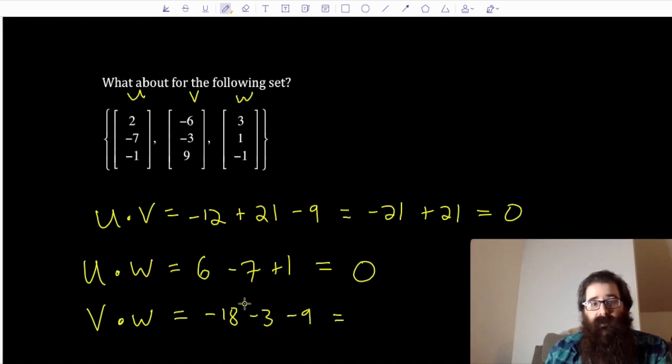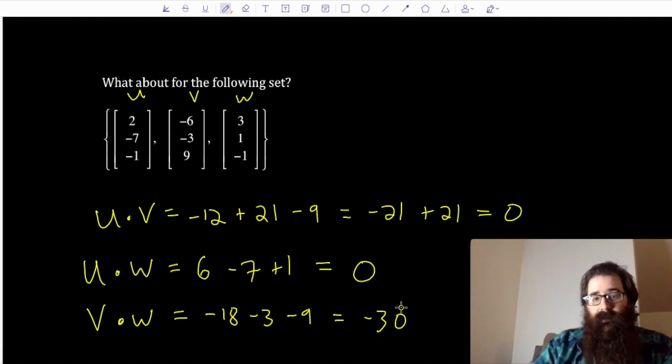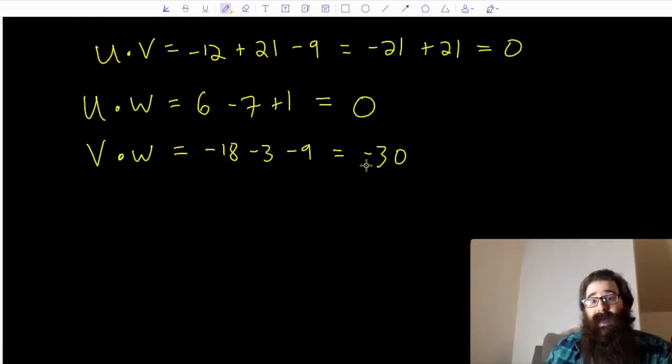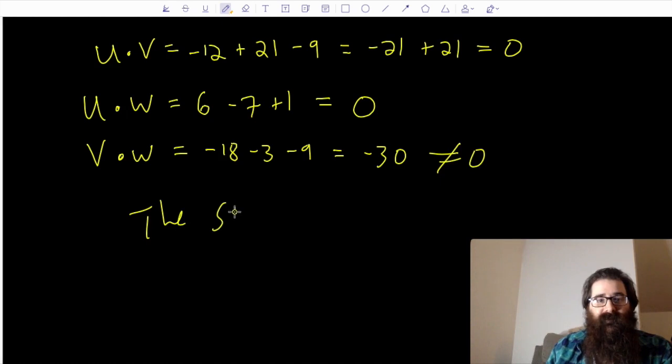We can go ahead and think about what this is going to give us. If I split up the -3, I can take a -2 to join with a -18 and a -1 to join with a -9. So we have -20 and -10 gives me -30. And hey, although it has a 0 in it, it is not the number 0. -30 is not 0. So the set is not an orthogonal set.